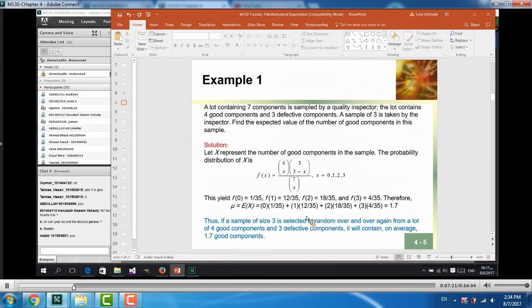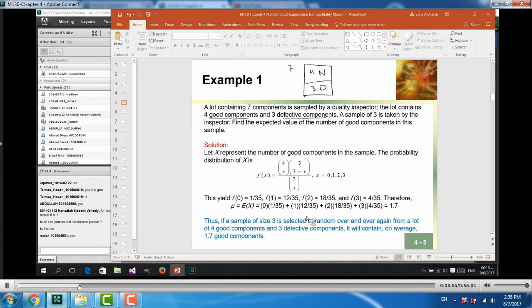Now let's do one more example here. Give me a second. In this example, I'm talking about a lot that contains 7 components, sampled by a quality inspector. The lot contains 4 good and 3 defective. So 4 good, meaning non-defective, and 3 defective components.